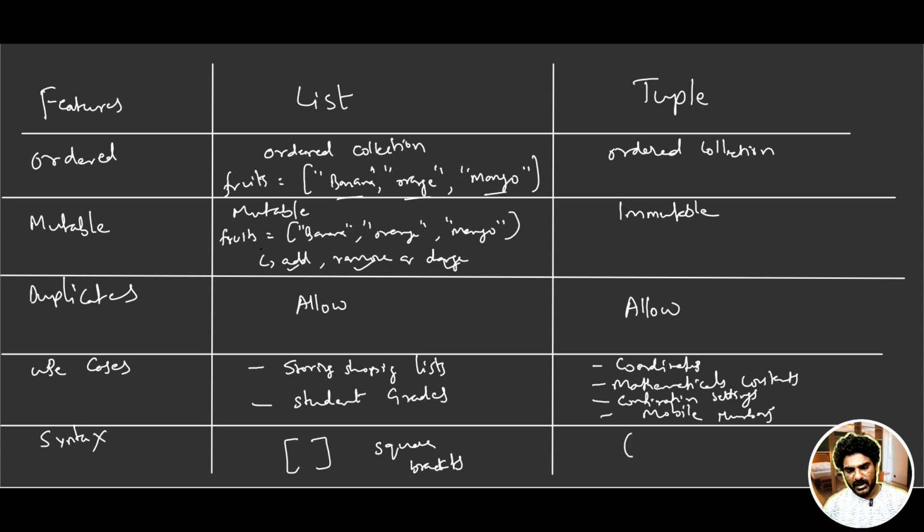Here it will use something called a parenthesis. So according to the features, these are the few differences between the list and the tuple. Now let's go ahead to the Jupyter notebook and understand a few of the functions which are there in list and a few of the functions which are there in tuple.